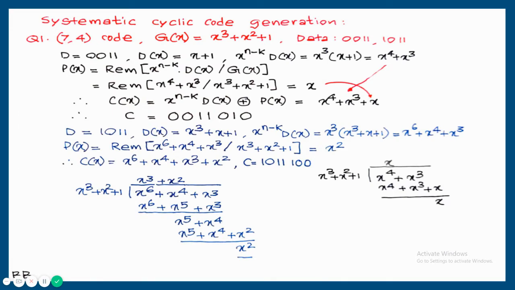Now we are going to study how to generate systematic cyclic code. Question number 1, 7,4 code, g of x is x cube plus x square plus 1. Two data are written, 0, 0, 1, 1 and 1, 0, 1, 1. First d is 0, 0, 1, 1, convert into polynomial, that is x plus 1.